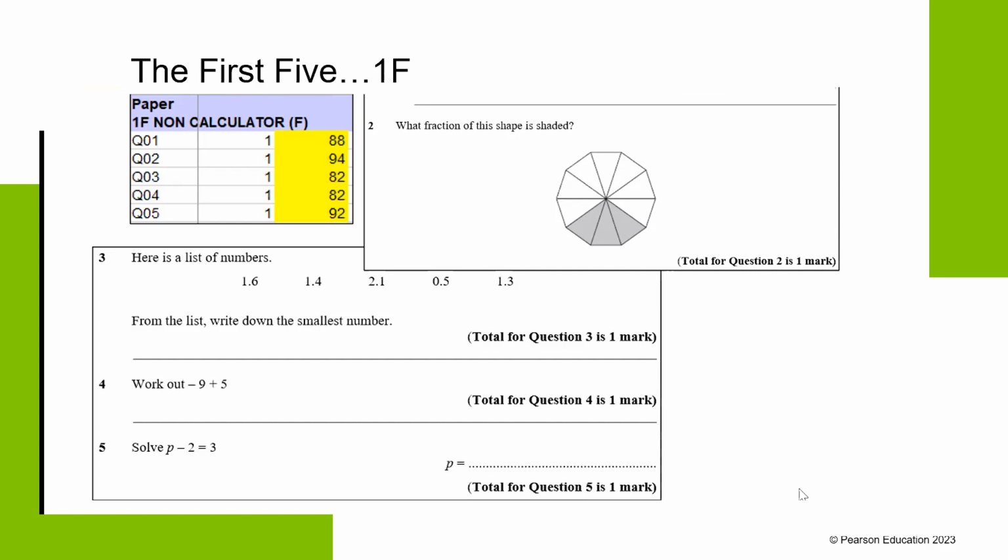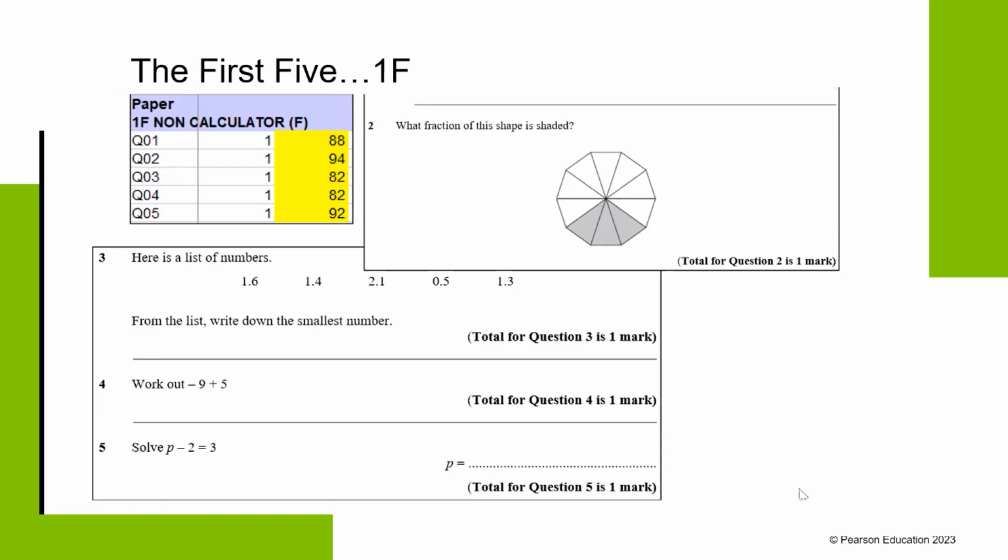Question 4, -9, add 5. Of course, we saw the most common answer as -4, but as predicted, you can imagine we saw a lot of -14s and 4s, with an 82% success rate there.